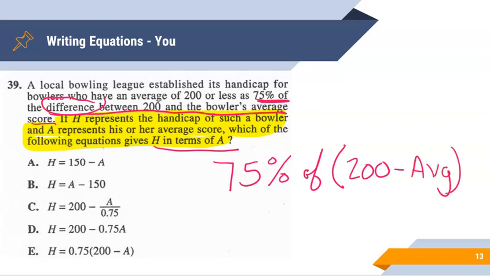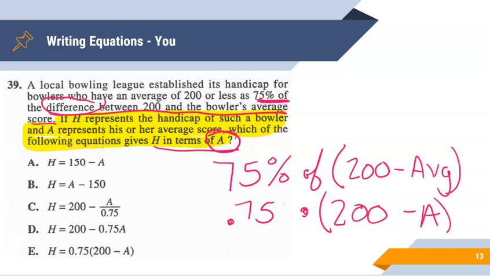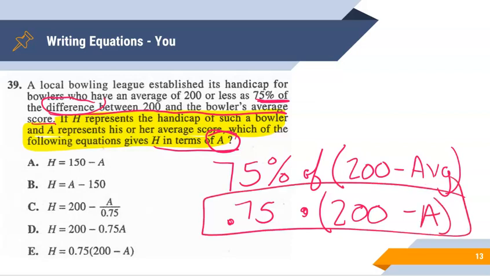Well, 75% is 0.75. We know of means to multiply. And the average, we're told, is A. Well, we look at the choices. Choice E is the one that is there. Okay, one more question for you to do.